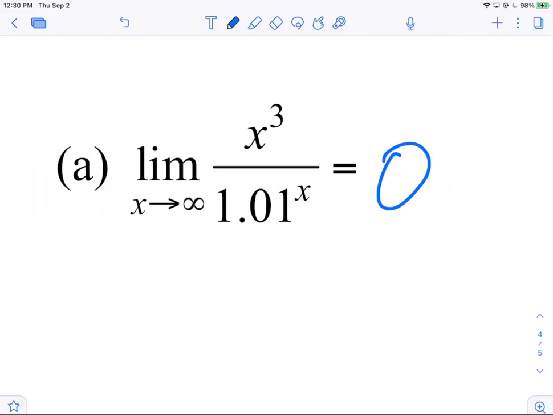Very quickly. But guess what? 1.01 is like the tortoise. It's exponential growth. And eventually 1.01 will overtake x cubed. Always. And that's because we're going out to the right.